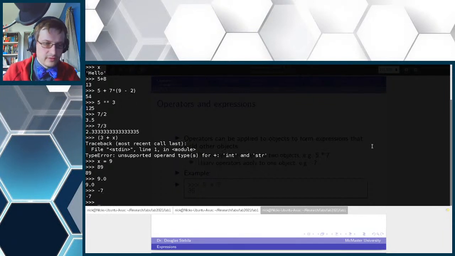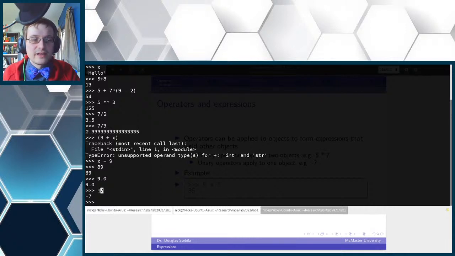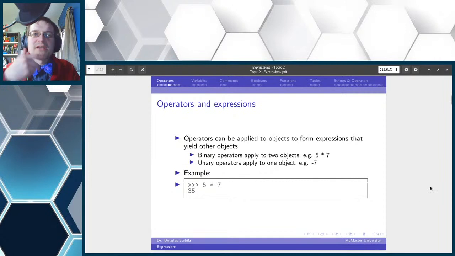Something like negative. So this is interesting, right? Negative 7, as expressed here, isn't a literal. It's positive 7 with the negation operator applied to it, right? So this is actually, technically speaking, not a scalar expression, not a scalar object. But functionally speaking, it doesn't really make a difference.